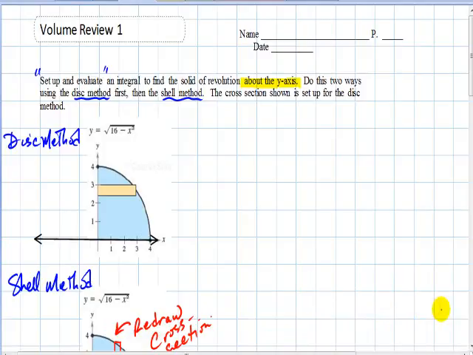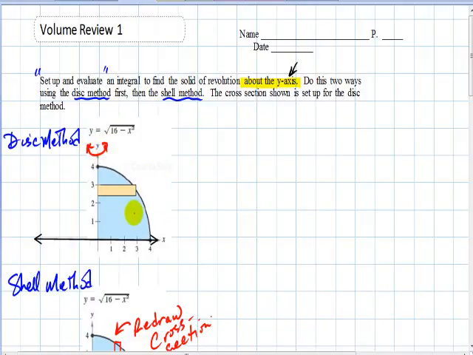All right, everybody, this is Mr. Ainsworth. We're going to get into volume review number 1, and we're going to take a look at how to set up and evaluate an integral to find the solid of revolution about the y-axis. Okay, y-axis here. So we're going to be revolving this way.